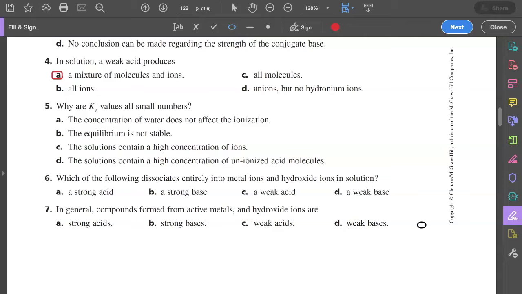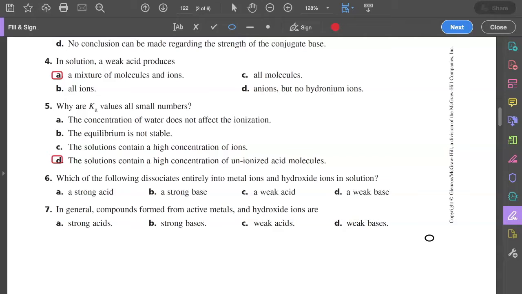Is it A, the concentration of water does not affect the ionization? Is it B, the equilibrium is not stable? Is it C, the solutions contain a high concentration of ions? Or D, the solutions contain a high concentration of unionized acid molecules? It's D. The solutions contain a high concentration of unionized acid molecules.